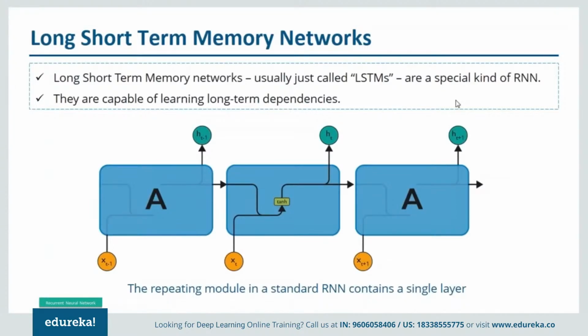So guys, we saw the two limitations of recurrent neural networks. Now we'll understand how we can solve them with the help of LSTMs. What are LSTMs? Long short-term memory networks, usually called LSTMs, are nothing but a special kind of recurrent neural network, capable of learning long-term dependencies. Now what are long-term dependencies? I've discussed that in the previous slide, but I'll explain it here as well.